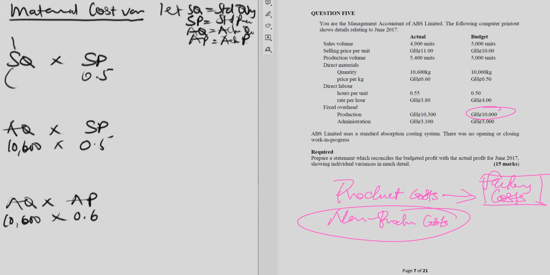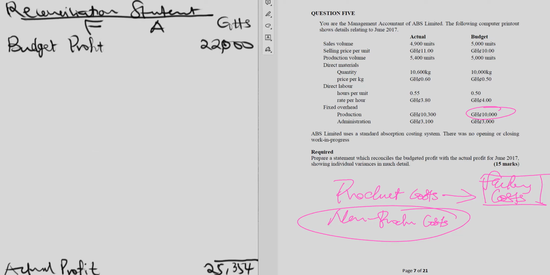Now note, anytime you see standard hour or standard quantity, it's always of actual units produced. Always, the standard, whether standard hours or standard quantity, is always multiplied by actual units produced. So when you look at the standard quantity, we do not have the standard quantity per unit directly, but remember that when we were working the standard cost per unit, we had it.